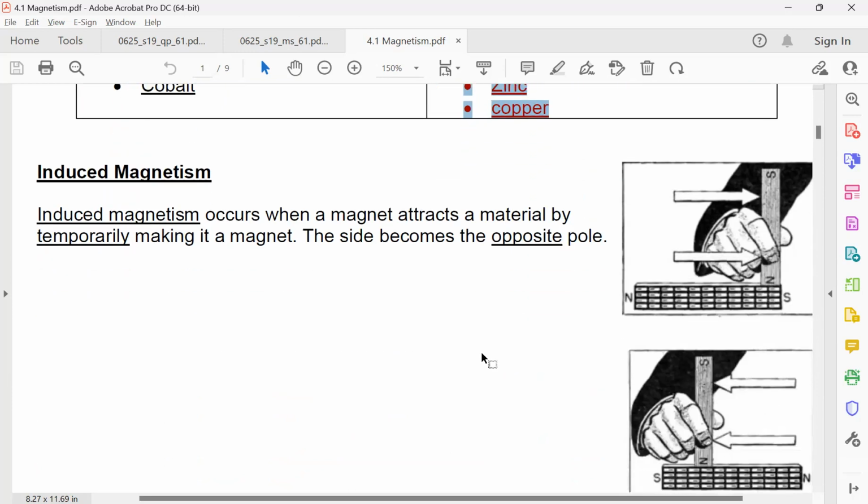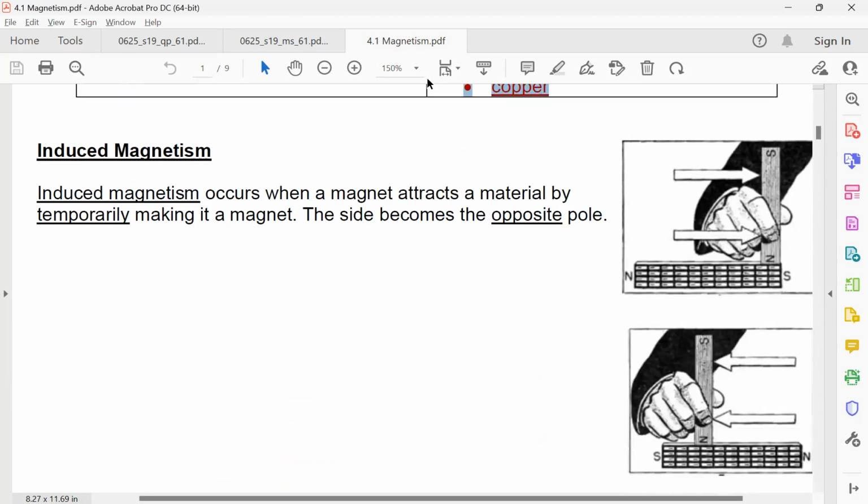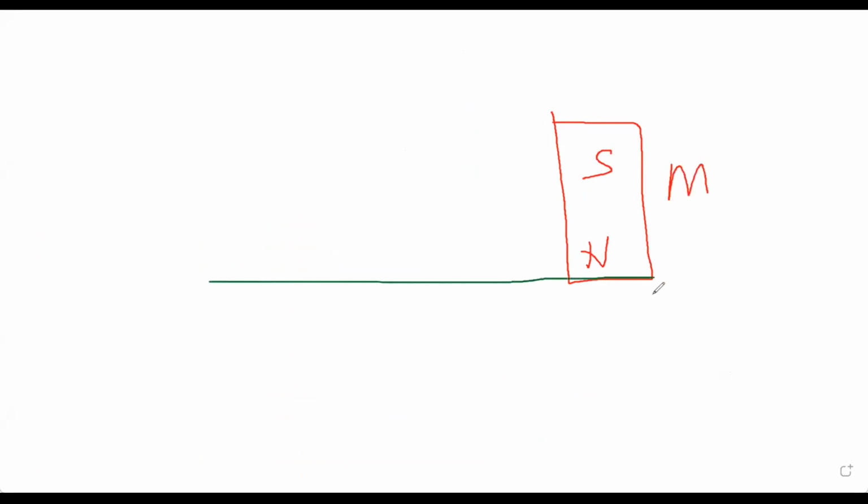This next part here is what we call induced magnetism. Let's say, for example, today I have a magnet here. This is a permanent magnet, which has north and south here. Then I have an iron bar here. Do you know what's going to happen?